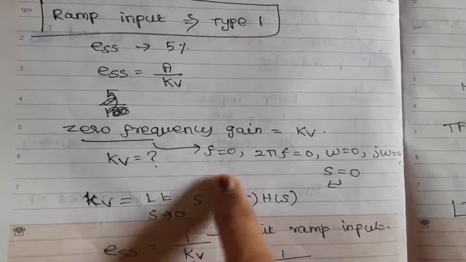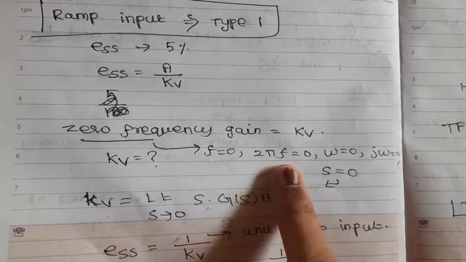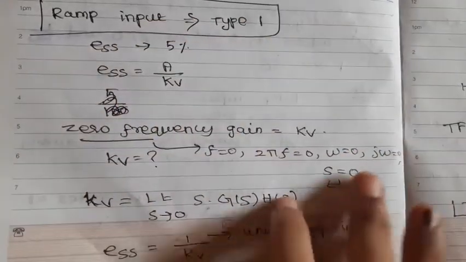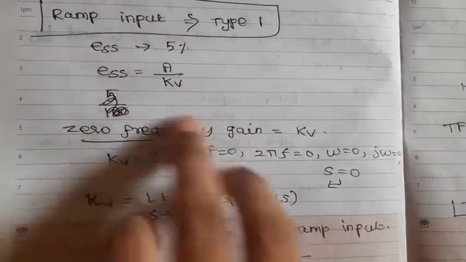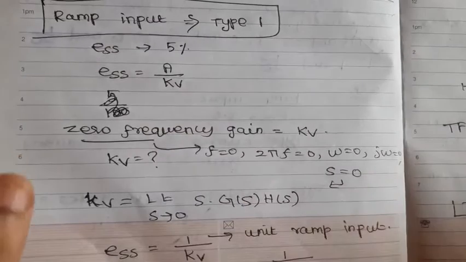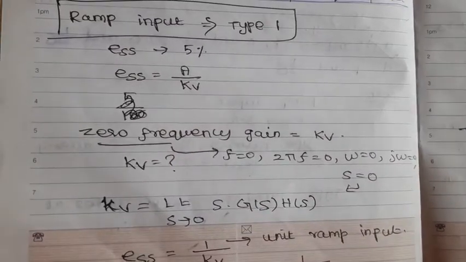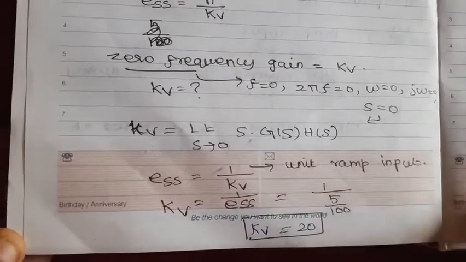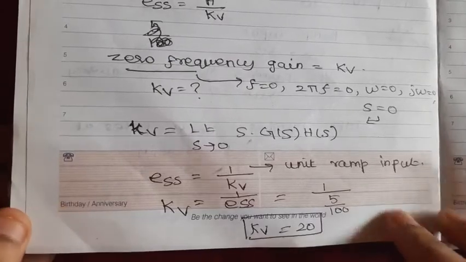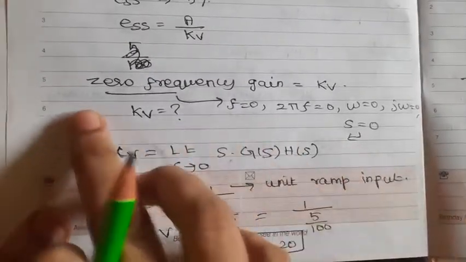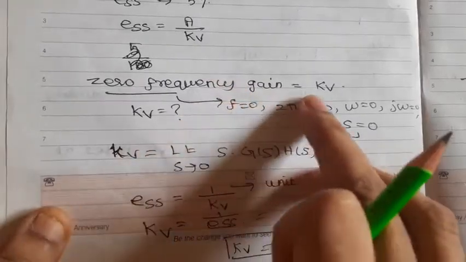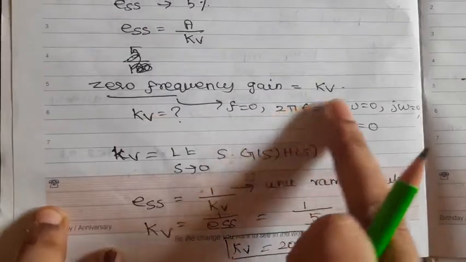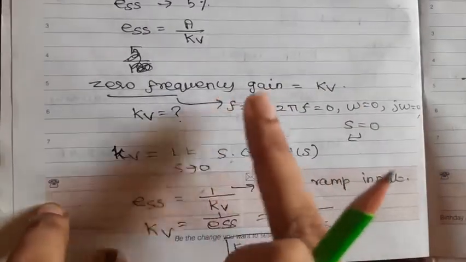F equal to 0 means obviously 2 pi f is equal to 0, then omega equal to 0, so j omega also we will get 0. S equal to 0, so zero frequency gain means S equal to 0. Actually at S equal to 0, zero frequency gain, which means that steady state velocity error coefficient Kv only represents the zero frequency gain for ramp input.